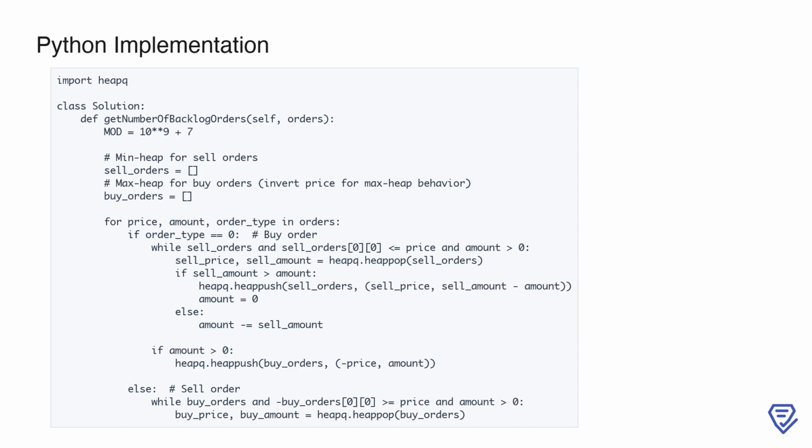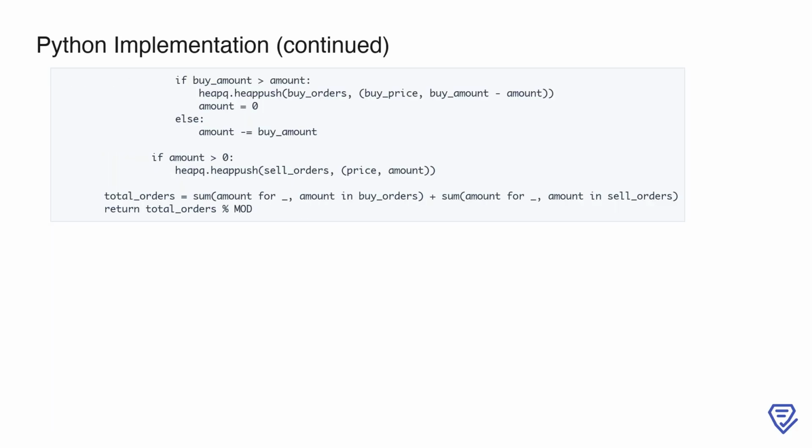If there's any unfulfilled buy amount left after processing all possible matches, we add it to the by_orders heap, using a negative price to maintain max heap behavior. If the order_type is 1, the order is a sell order. In this case, we attempt to match the sell order with the highest priced buy orders in the backlog.